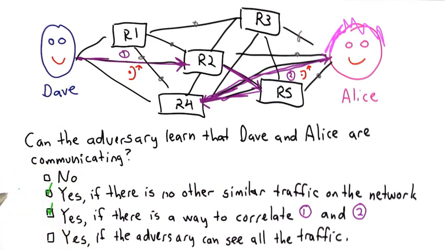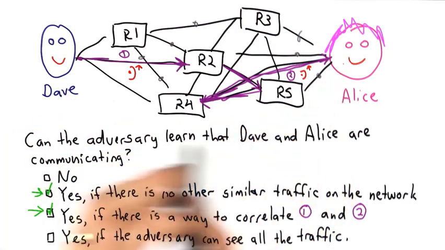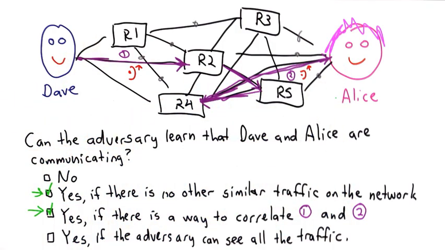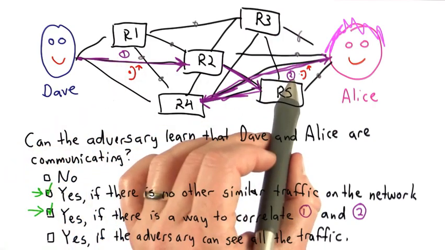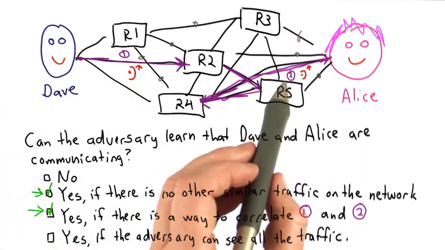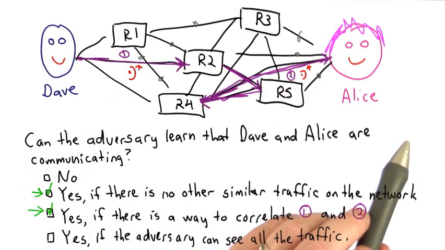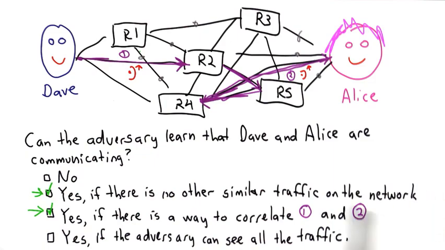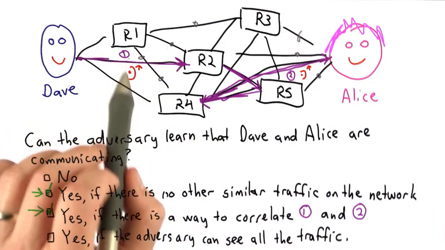No is hardly ever a good answer to a question about is there any possible way to break something. The way the adversary would learn that Dave and Alice are communicating is if there's a way to match up the messages at the endpoints. So this would be the case if there's no other traffic that looks similar on the network. These messages aren't the same. Remember that they're encrypted in different ways, that this message will not look similar to message 1, but they'll both be encrypted messages. They might be similar because of the length. There might be things the adversary can do to adjust the timing.